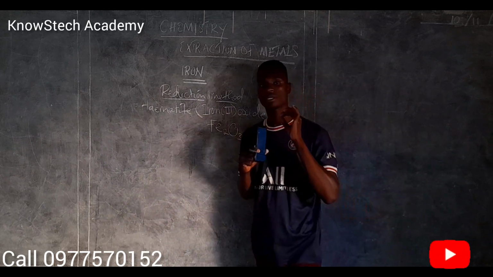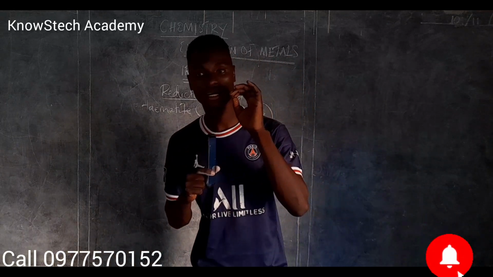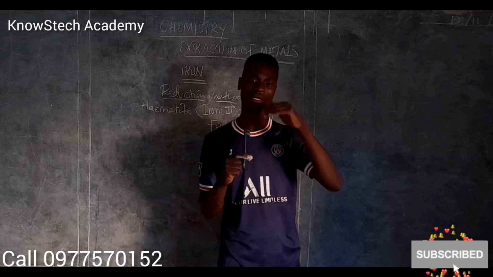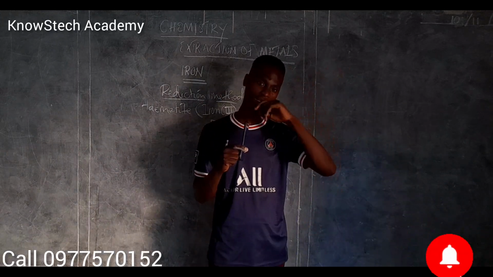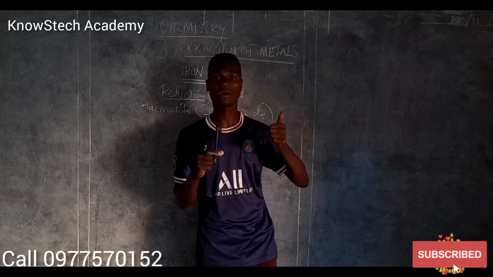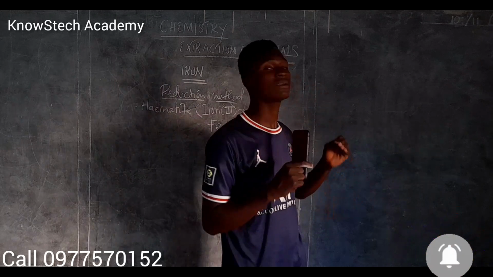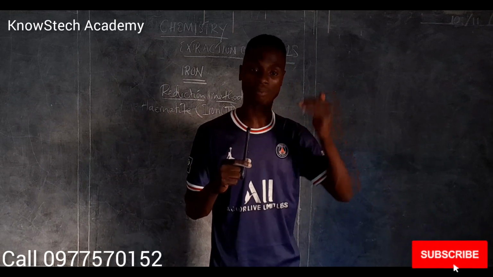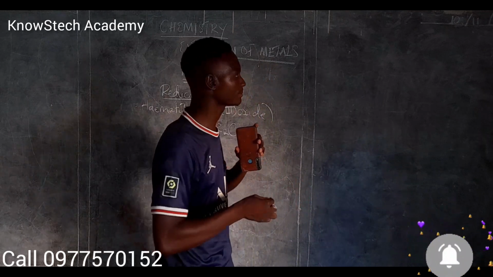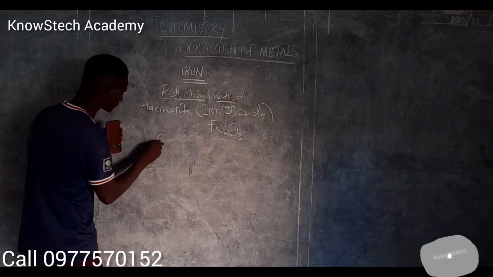Now, iron is extracted in the blast furnace, which is a tower of about 30 to 40 meters tall. It's made up of bricks that have high resistance to heat, meaning they have a high melting and boiling point. And the other thing that you need to know is that you have what is called the charge.